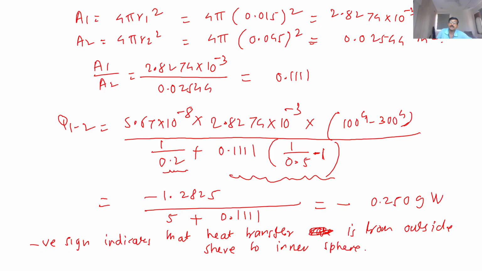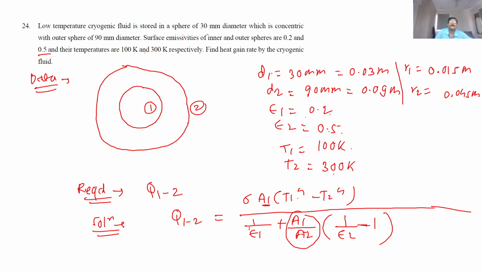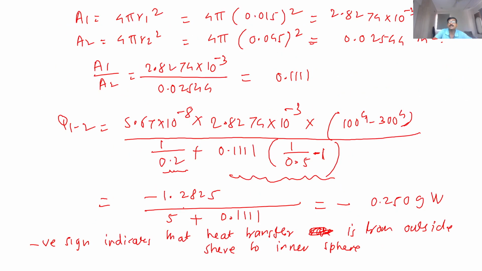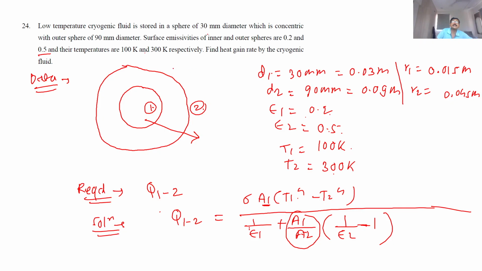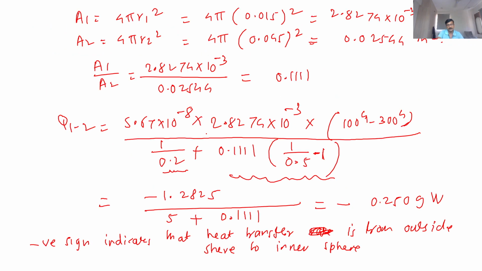See, our formula is based on 1 is inside and 2 is outside. So we are assuming heat transfer rate is radially outward. So we are getting the answer of Q1 to 2 is negative in this case. So that means heat transfer rate in our case is what? Not radially outward, it is radially inward. That means from sphere 2 to sphere 1, that is outside sphere to inside sphere. So this is the correct direction. Your assumption is wrong. So you need to write only significant, that's it.